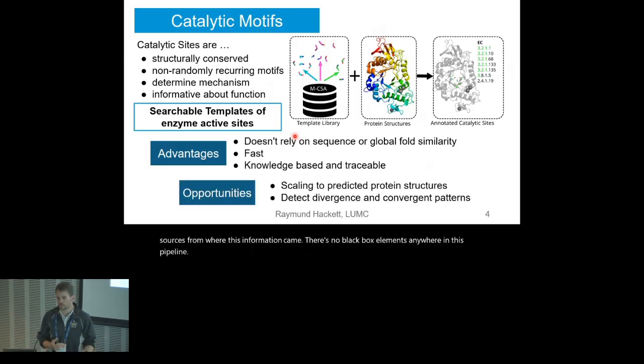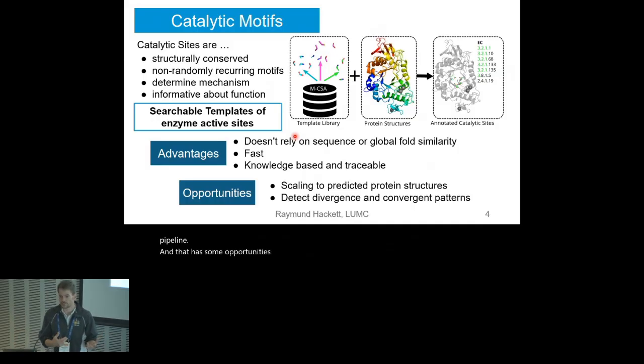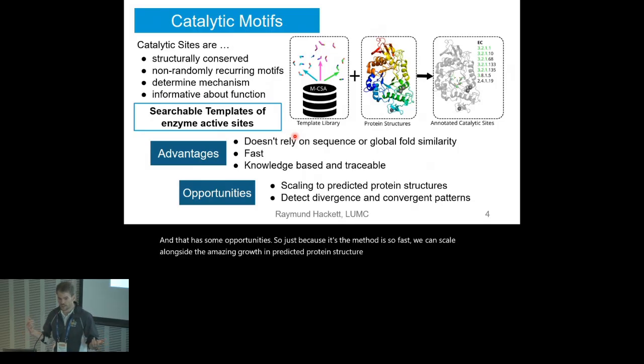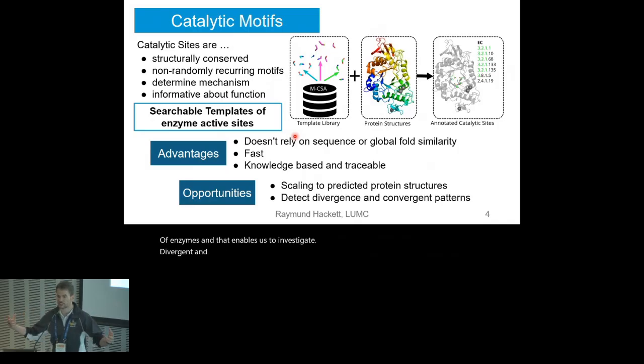And that has some opportunities. Just because the method is so fast, we can scale alongside the amazing growth in predicted protein structure databases. And because this method doesn't rely at all on sequence or structure similarity, we can identify similarity in extremely remote homologs of enzymes. And that enables us to investigate divergence and convergence over really large evolutionary distances.